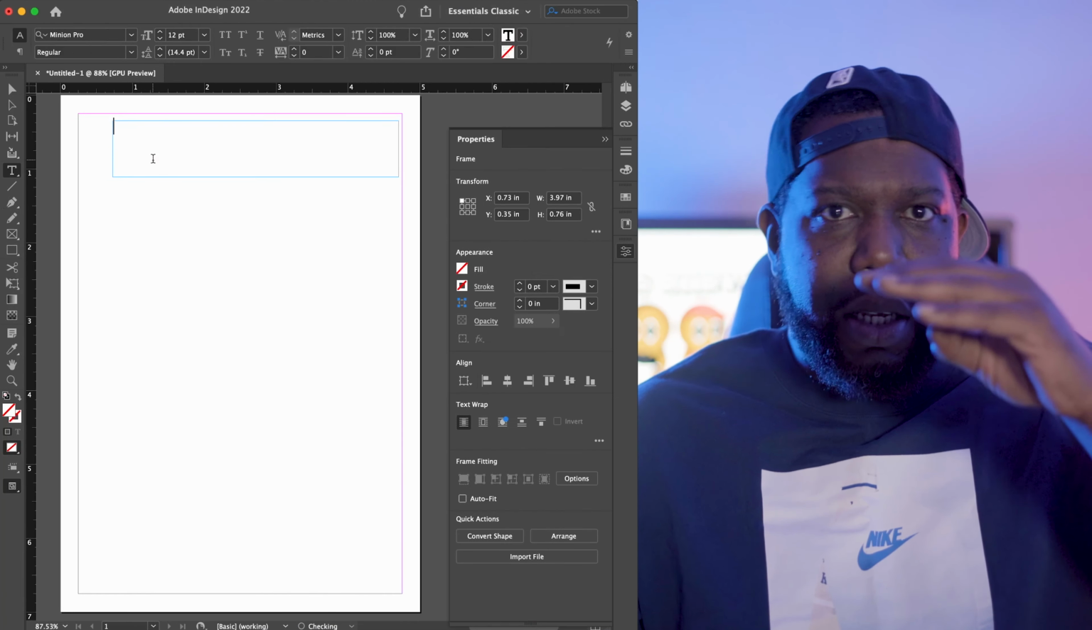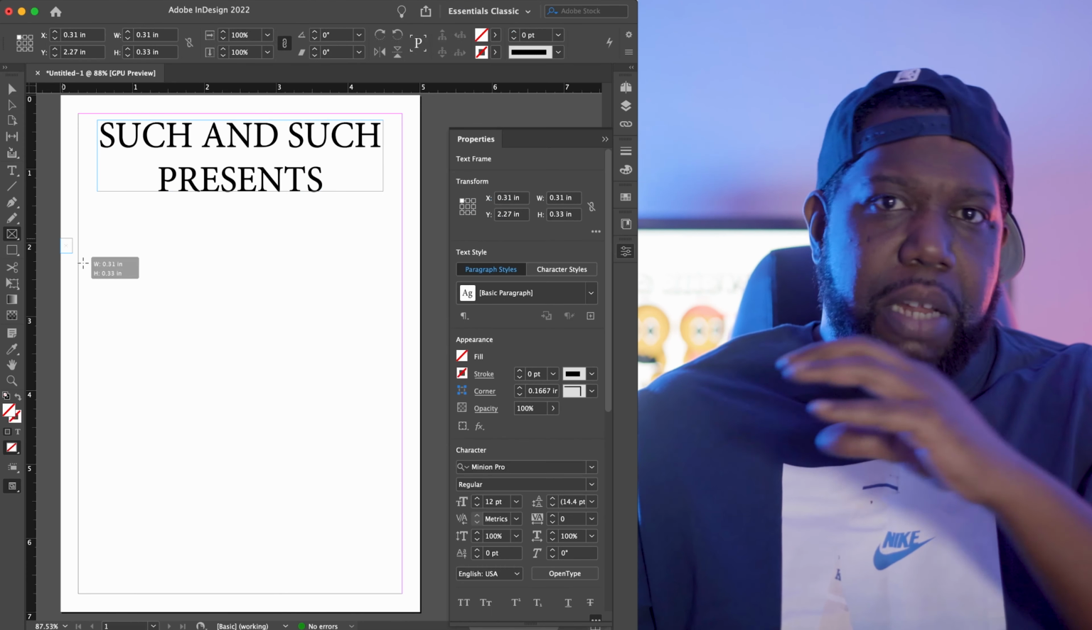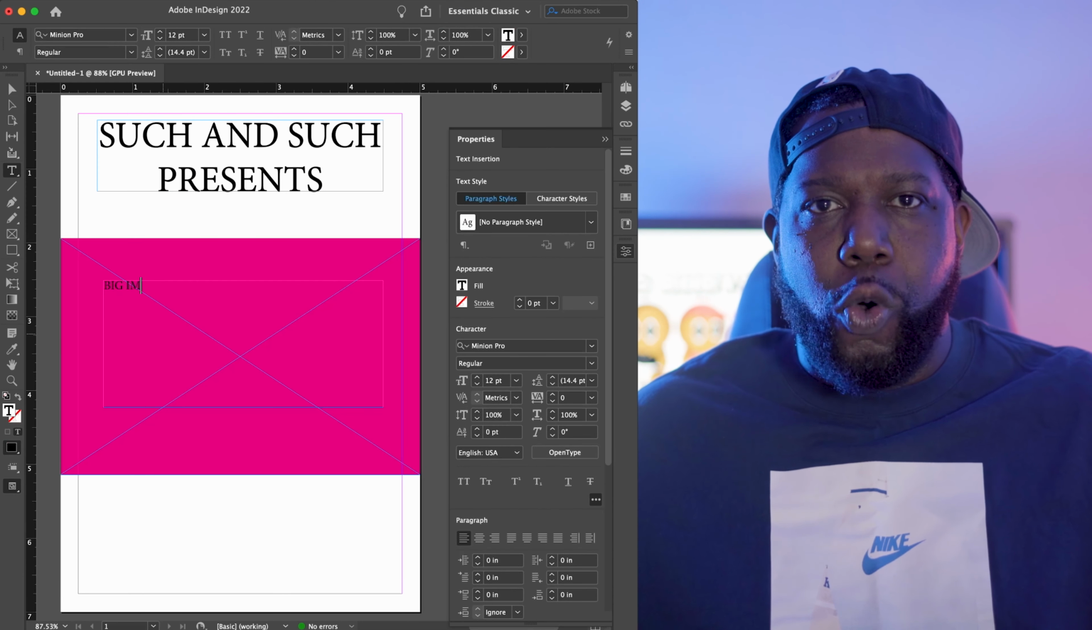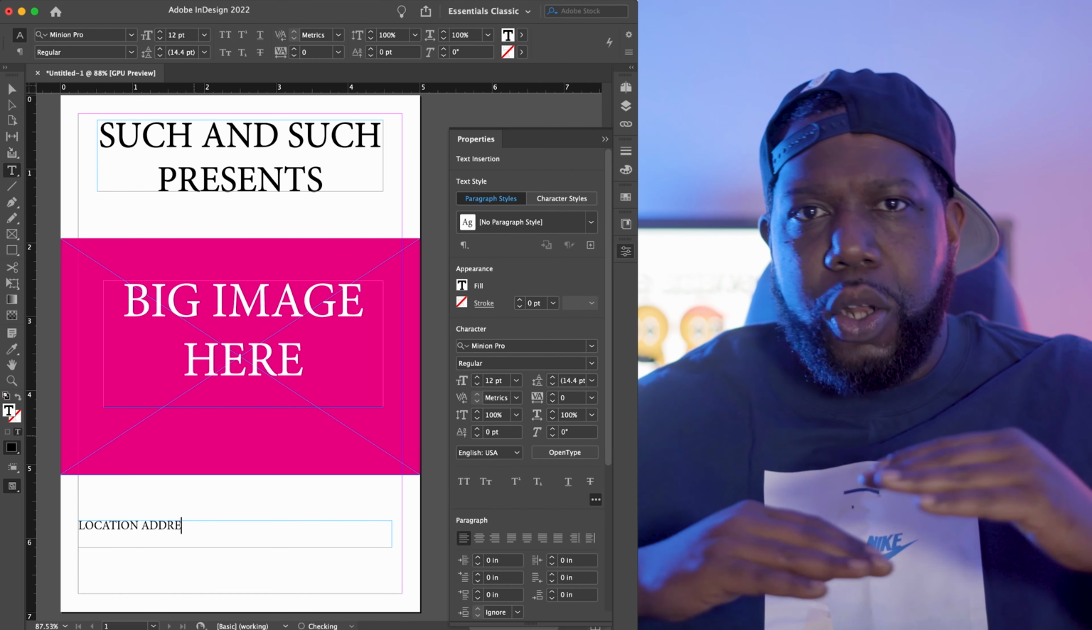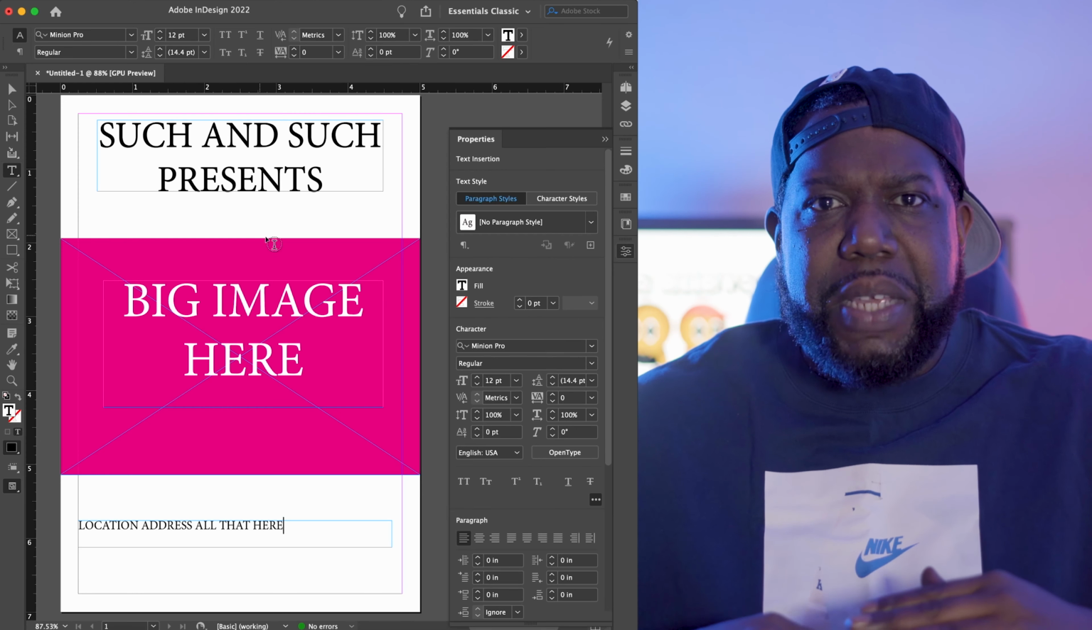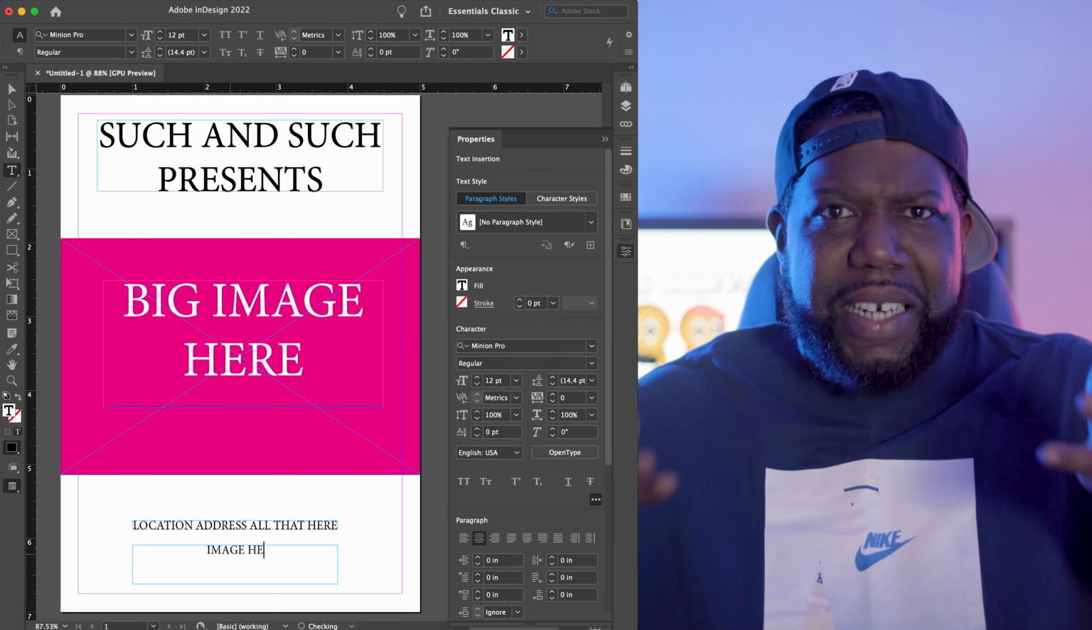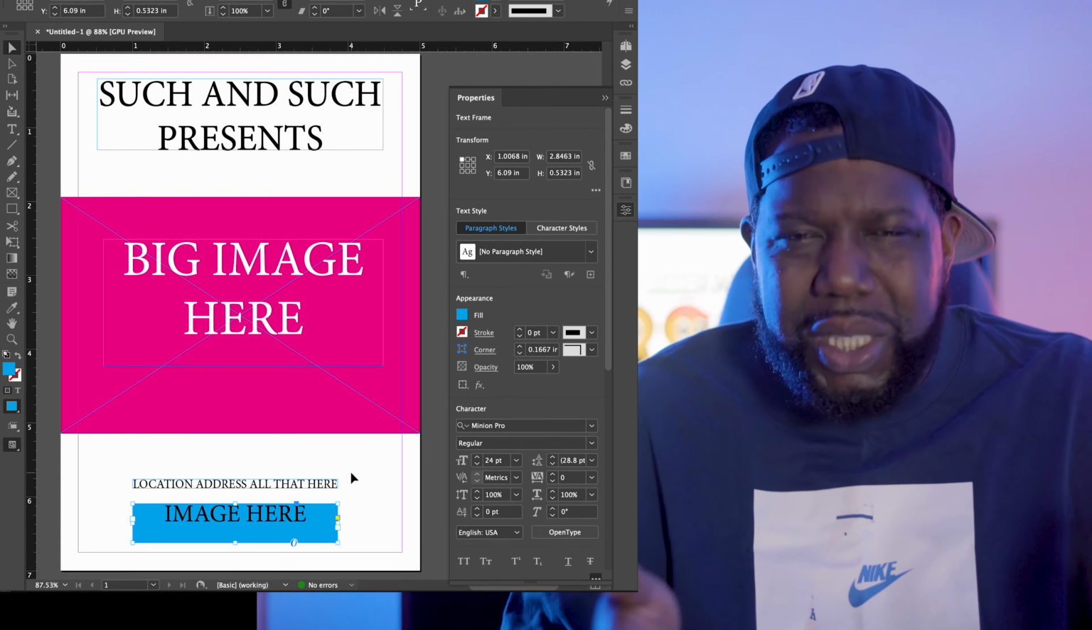At the top is gonna be such and such presents. In the middle is gonna be a big picture that expands the whole width of the flyer. At the bottom is gonna be words saying the location. Under that is gonna be another picture that kind of attaches to the first picture. You see what I'm saying? You could just put these boxes here in InDesign. So before you even know what type of pictures you're gonna use, you know how the flyer is gonna look. And that helps you find the type of pictures that you need to use. So that's my number 2 reason for using InDesign.